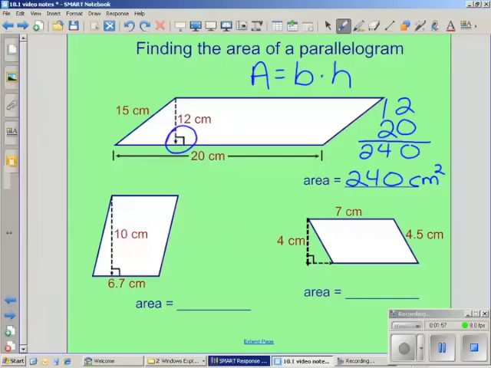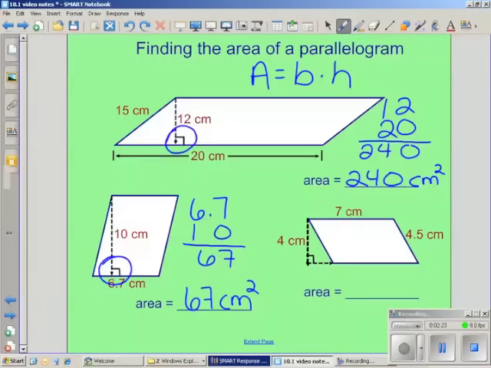Now the bottom left parallelogram, again, we can see the base. The base is 6.7, and the height from where the 90 degrees form is 10. If you multiply 6.7 times 10, just move the decimal place one spot, and we get 67 centimeters squared.